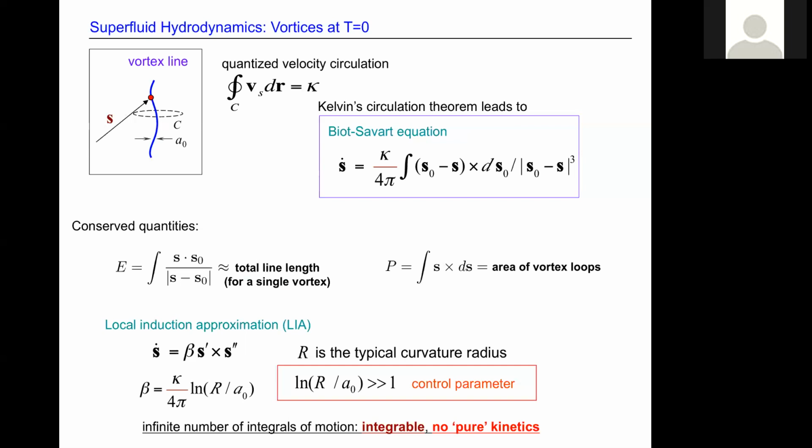Another question is concerning the next slide. Yeah. You say the system is integrable, but if you have many vortices that float around, they might cross once in a while. Right. Exactly. This is a very good point. I was going to mention it on the next slide.